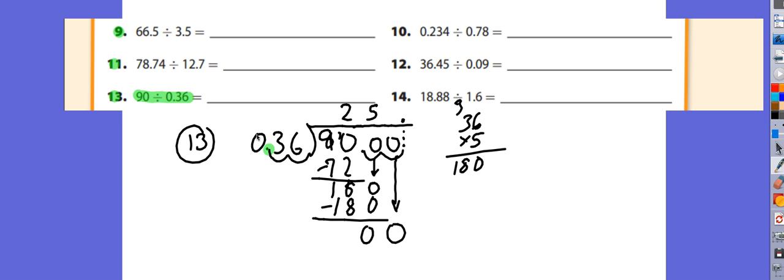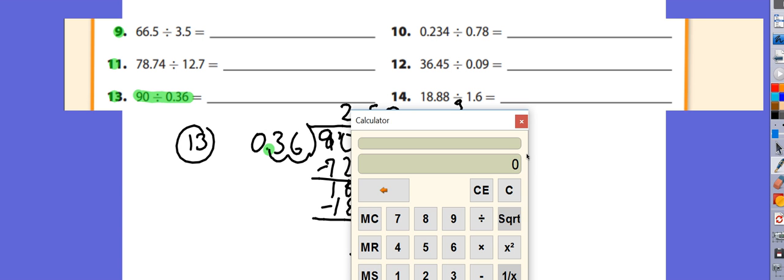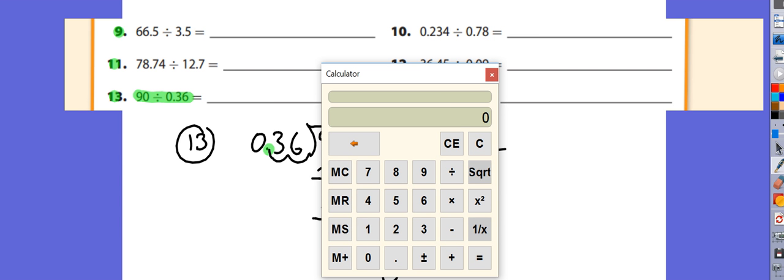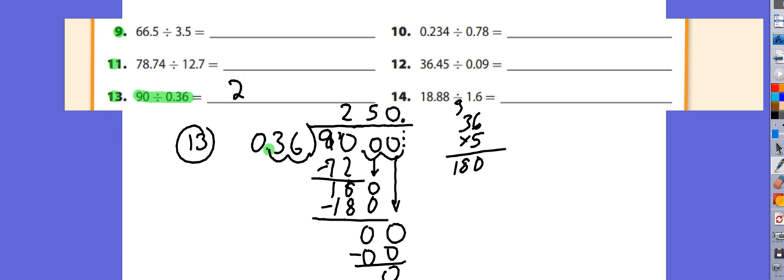I'm going to drop this 0, and I'm going to ask myself how many times does 36 go into 0? It's 0 times. Some kids would say it can't, but I would say yes, it goes in 0 times. And then, if you wanted to, you could do 0 times 36 is 0, and 0 minus 0 is 0. So there's our final 0, which means we're done dividing. And it's a whole number. It's 250 with the decimal at the end. And then, like I've done a couple other times, I'm simply going to punch in the problem as it was given to me. 90 divided by 0.36. And it is a whole number of 250.